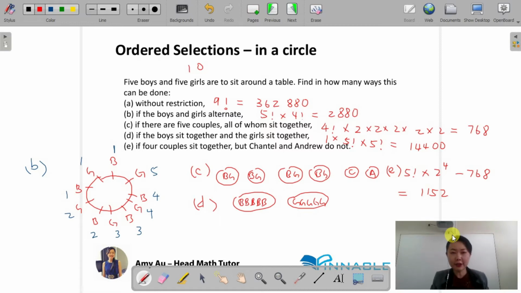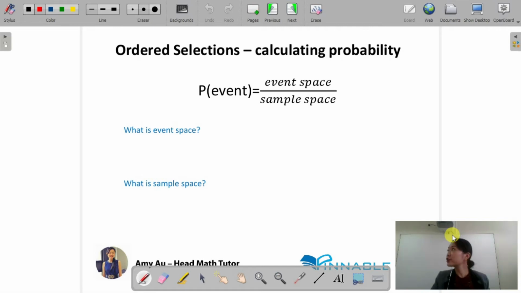So the final thing we're going to look at in this video is how to calculate probability using permutations to count our spaces. So before we jump into probability, we have 2 things in calculating any probability. So you've got the event space and the sample space. So the event space, if you think about it, is basically the number of ways which satisfy the conditions.